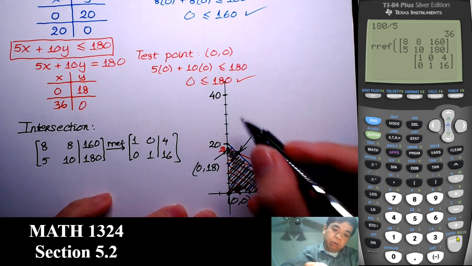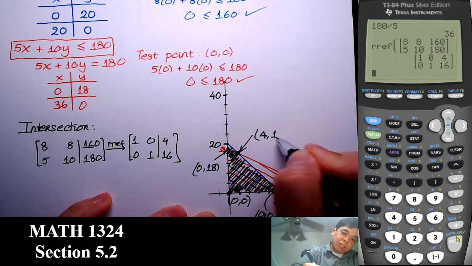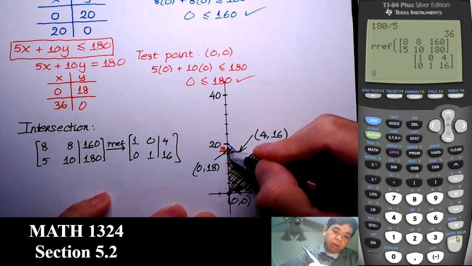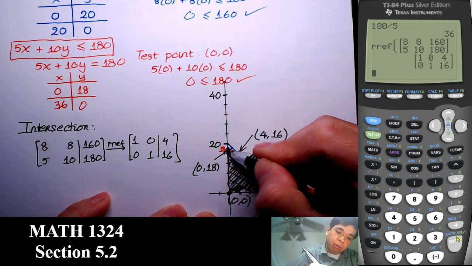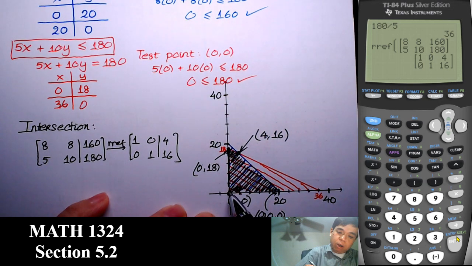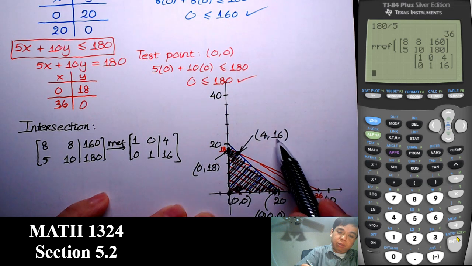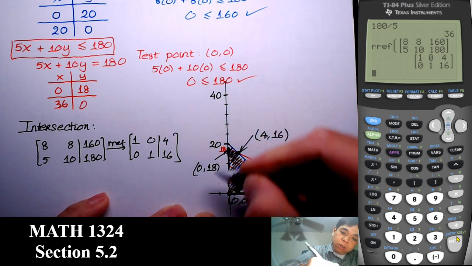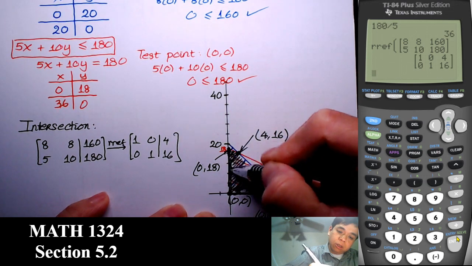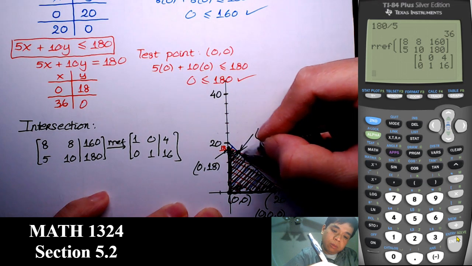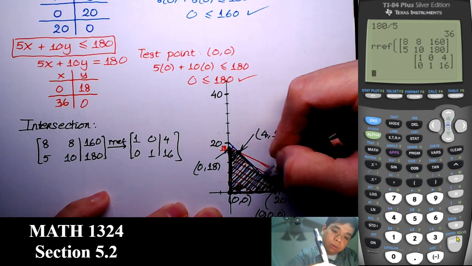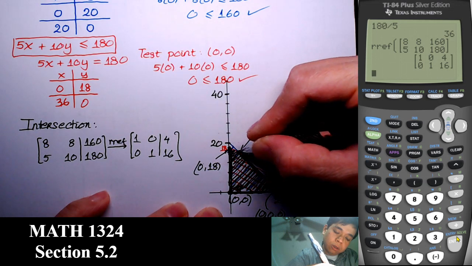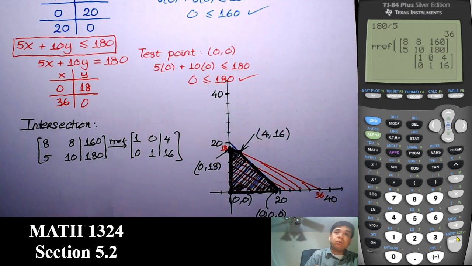So 4 and 16, that looks reasonably correct. So the solution will have the region of 5 points here, with 1, 2, 3 and 4, those 4 points. So we have that.